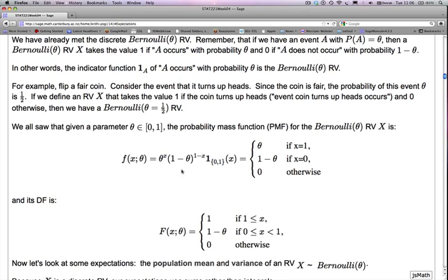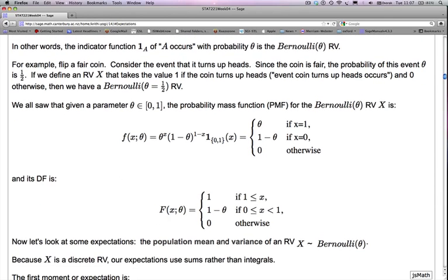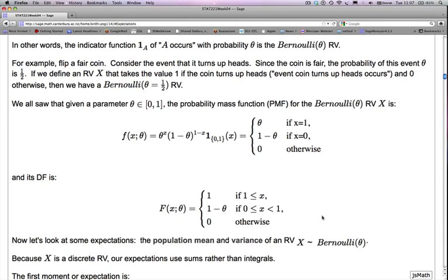And this was a fancy way of encoding the switch statement last week. And its distribution function is 1 if x is greater than or equal to 1, and 1 minus theta if x is between 0 and 1, and 0 otherwise.